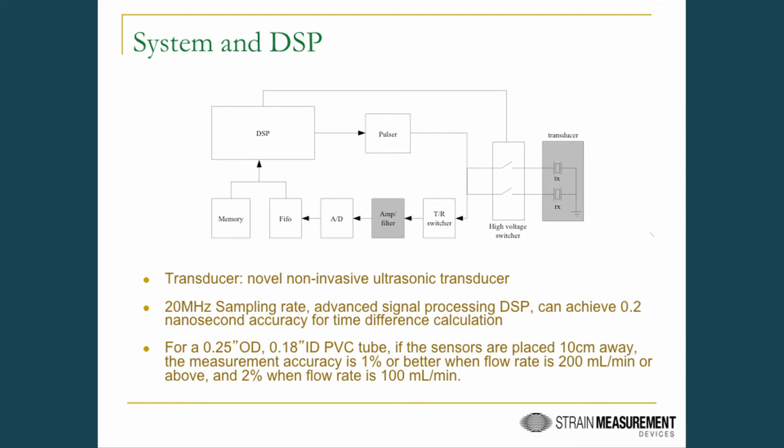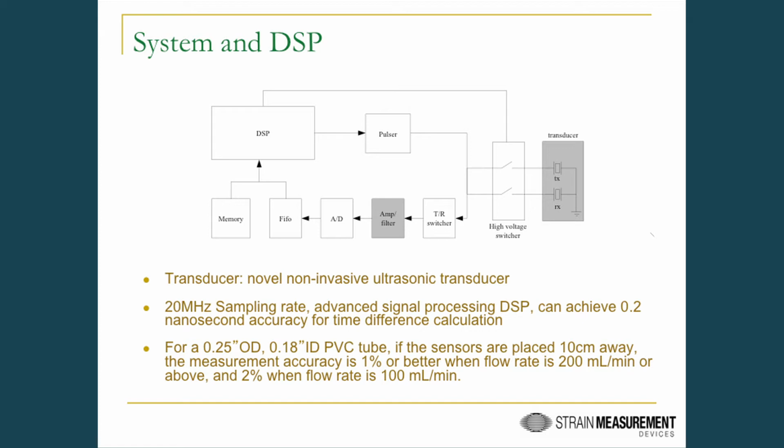The transmit and receive switch then alternately takes the signal from the receiving transducer, amplifies it at a 20 hertz rate, does an A to D conversion, and then stores the instantaneous waveform in the FIFO memory, which is then used by the DSP to calculate the flow velocity. That number is then stored in the memory for later analysis.